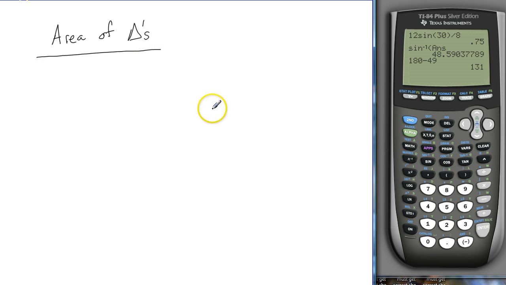And this is actually a formula. Now, in the past, you've always done area of triangles. They've always been right triangles, and you've used area is 1/2 base times height. Well, now we're going to change it.